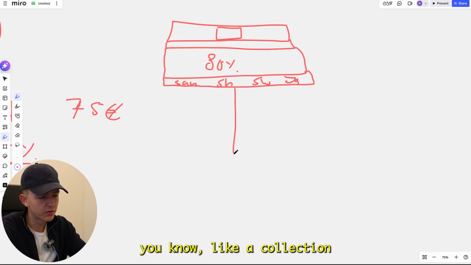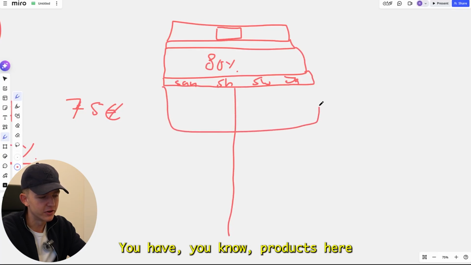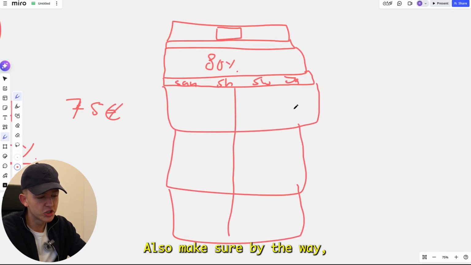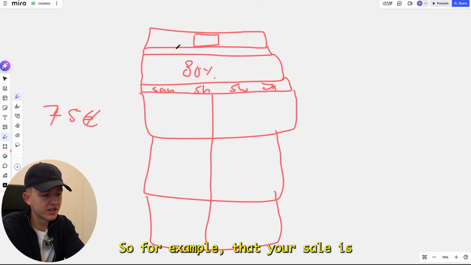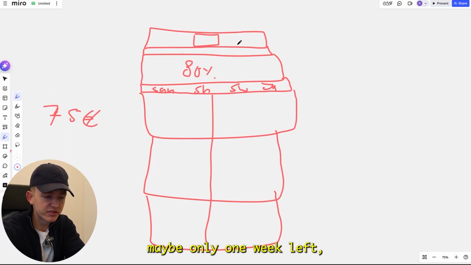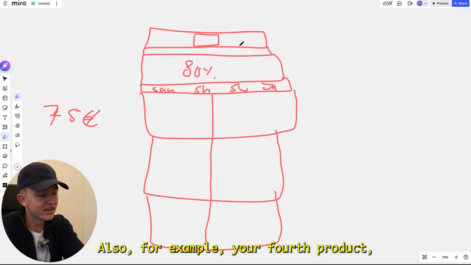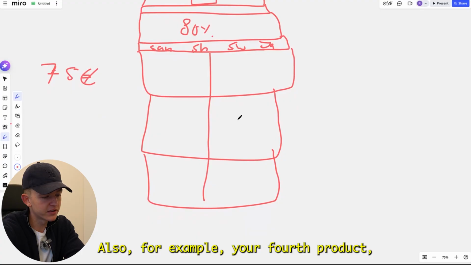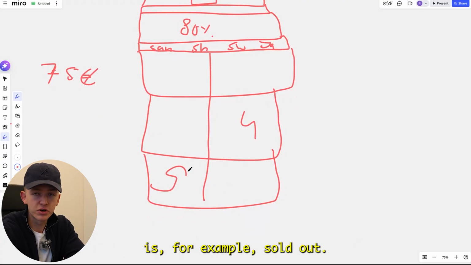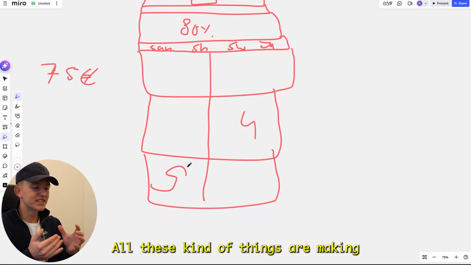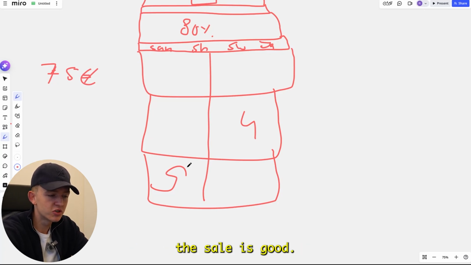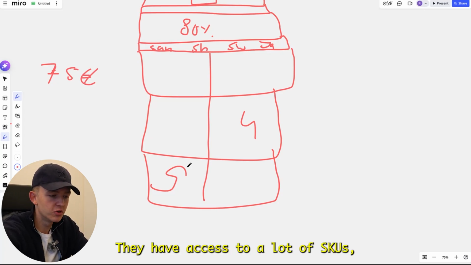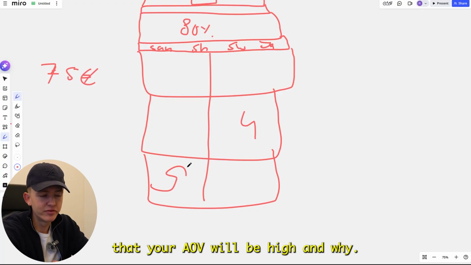Besides that, a collection page is quite simple, right? You have products here and there. Also make sure, by the way, in your collection pages to have some visual urgency. So for example, that your sale has maybe only 1 week left, or maybe it already ends tonight. Also, for example, your 4th or 5th product is sold out. All these things make sure that the urgency is high, the sale is good, they have access to a lot of SKUs, and that is going to make sure that your AOV will be high.